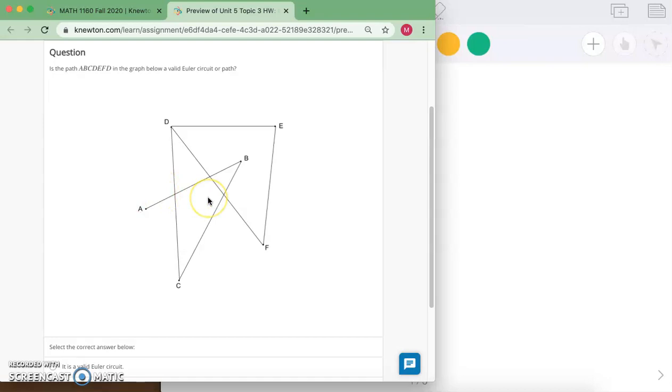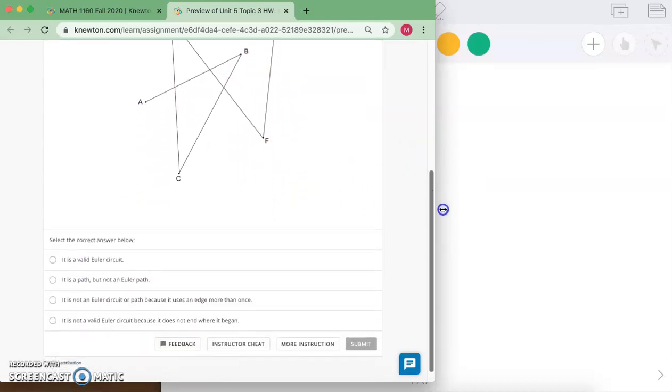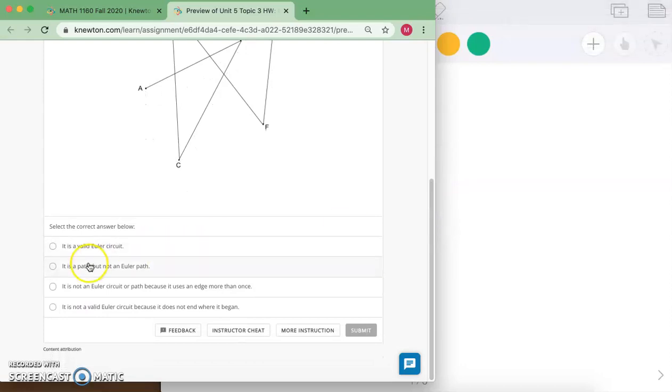So let's see if we have at most 2 odd vertices. B has 2, C has 2, D has 3. So right now we have 2 vertices with an odd degree. E has 2 and F also has 2, so that means there is an Euler path. So let's see, is it a valid Euler circuit? No. It is a path but not an Euler path.